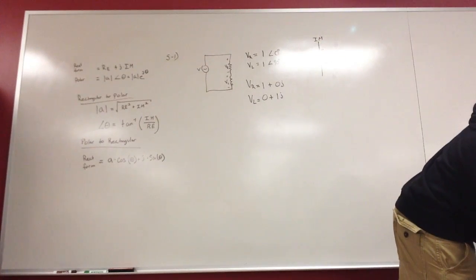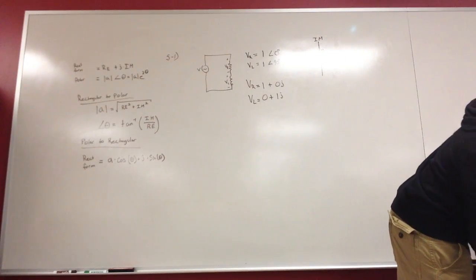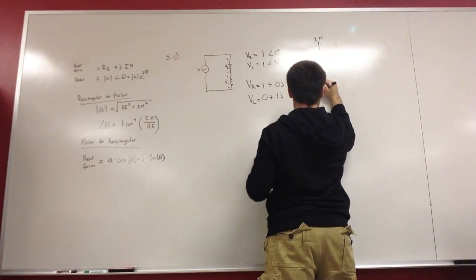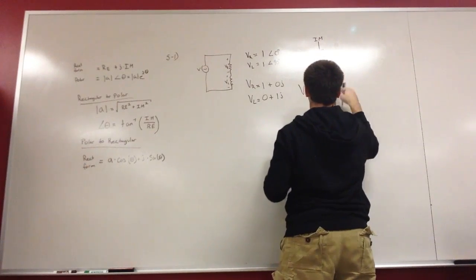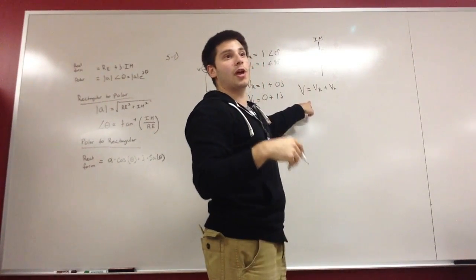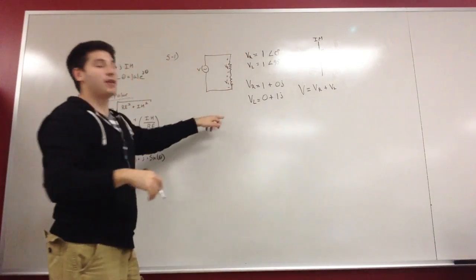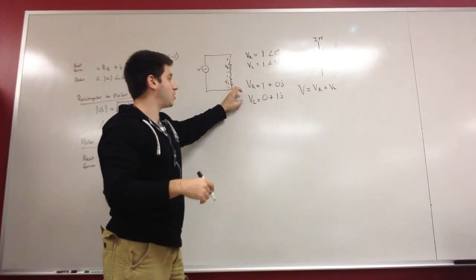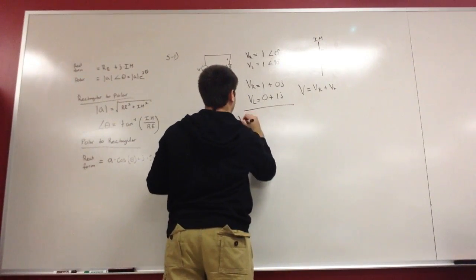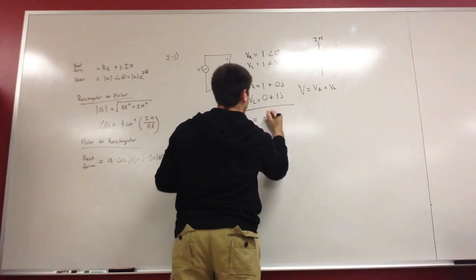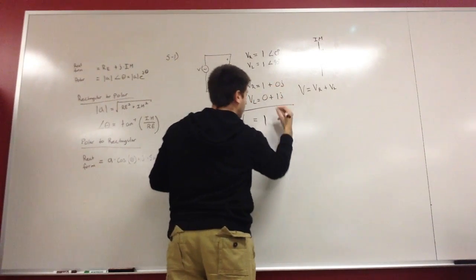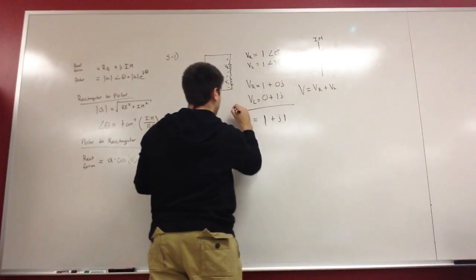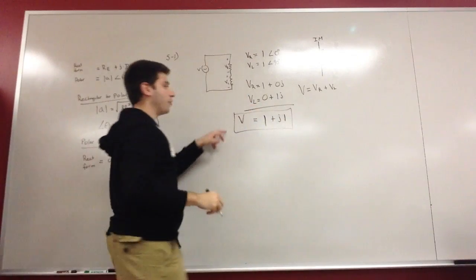The second part of the question asks to put V, which is equal to VR plus VL, in rectangular form and polar form. The easiest way of doing this is, because we have our real and imaginary components of both V sub R and V sub L, we could literally just add this up. V is equal to our real components, 1 plus 0 is 1, and then do the same thing with our imaginary components, which will be 1. So this is the rectangular form of V.